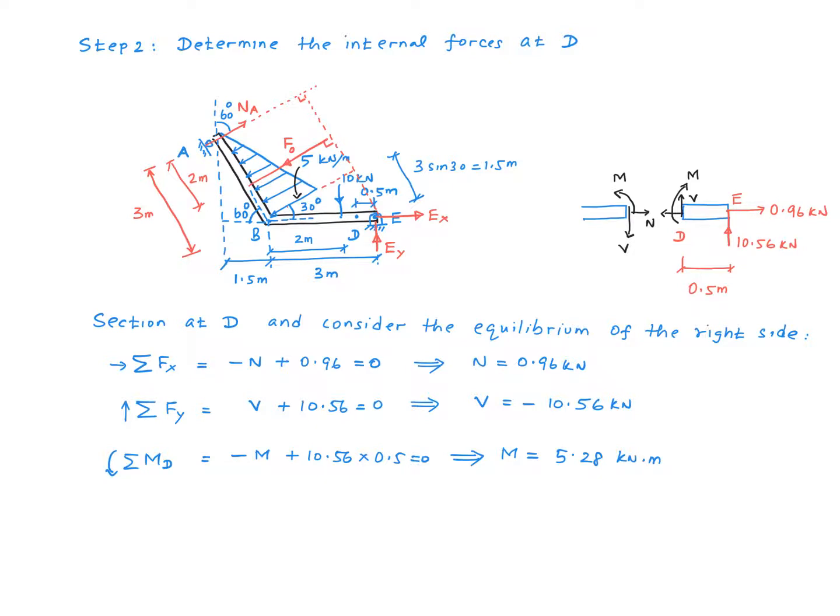Here is the section on finding the internal forces. So what I did was I sectioned the beam at point D and considered the equilibrium of the right side, which is this. There are 3 internal forces to be found, and therefore we need 3 equations. And these are my 3 equations: the sum of the forces in the x direction equals 0, the sum of the forces in the y direction equals 0, and the sum of the moments about point D is 0. I found my internal forces from these 3 equations.